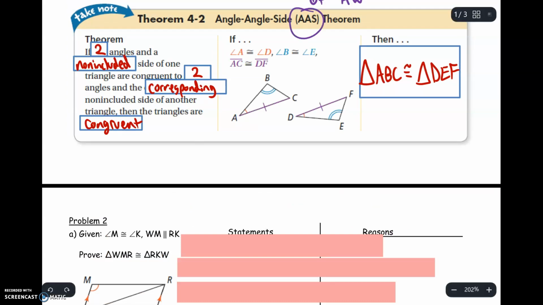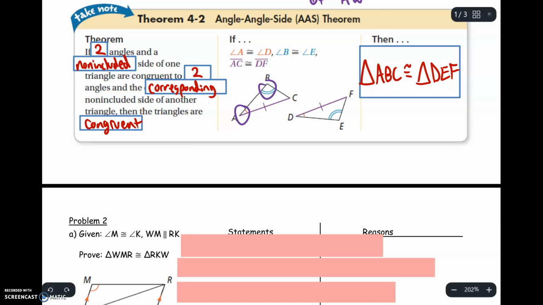That would be an angle-angle side theorem. And angle-angle side is telling me that if I have two angles and then this time the non-included side of a triangle, so now we're thinking again just the side not in between those two angles, is going to be congruent to two angles and that same corresponding non-included side from another. That is going to be another proof that these triangles are congruent.